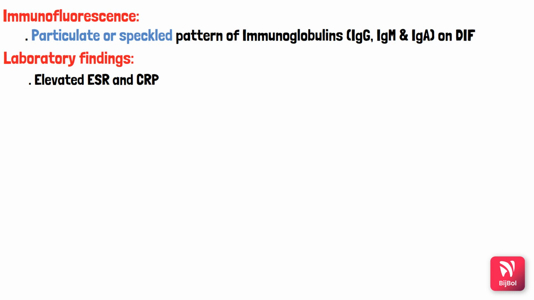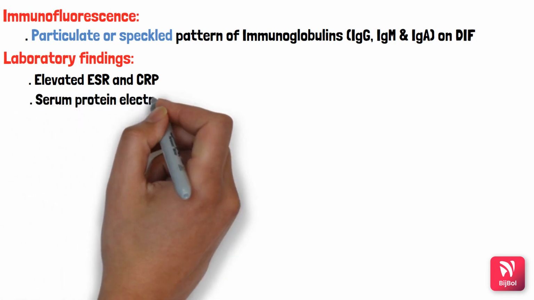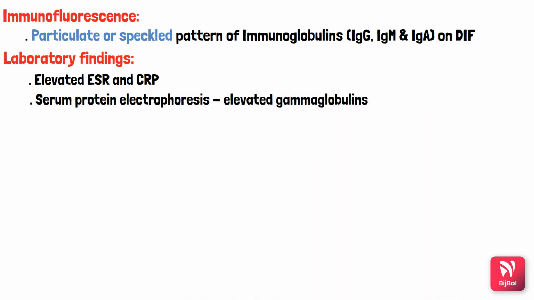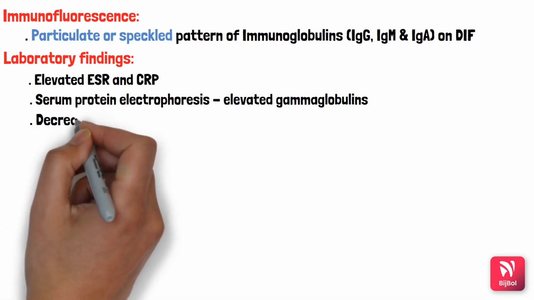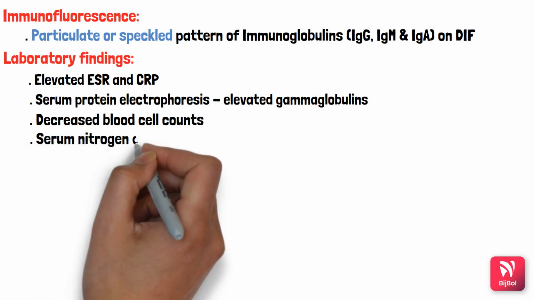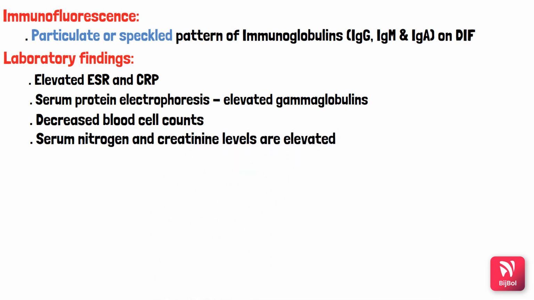We can even do some laboratory findings wherein there will be elevated ESR as well as C-reactive protein, and upon serum protein electrophoresis, as it is an autoimmune disease, there will be elevated gamma globulins. As globulins are increased, there will be decreased albumin content, and like I told before, there will be decreased blood cell counts, and as kidneys are involved, serum nitrogen and creatinine levels are elevated.